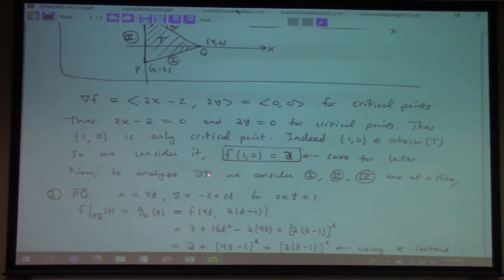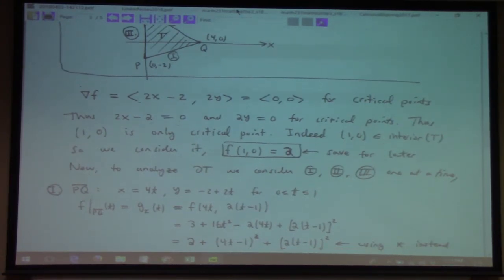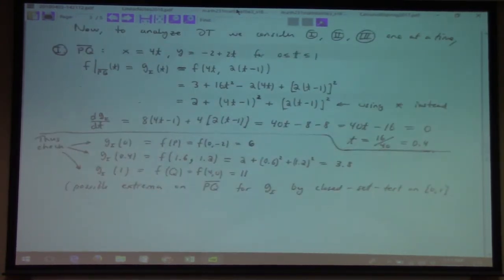And now I need to analyze the boundary of T, which has 3 pieces. Chunk, chunk, chunk, right? And so I just restrict the function on each one of those line segments. I've got to parameterize the line segment, and then evaluate the function at that parameterization. That gives me a function just of time. Resist the temptation to multiply stuff out. Chain rule, much easier. So the chain rule gives me this, which is 0 at 0.4. And so here are my 3 points of interest by the closed set test on G1. I get 6, 3.8, and 11.